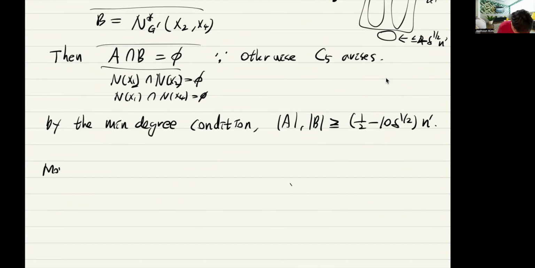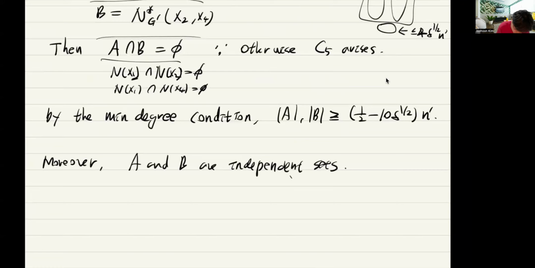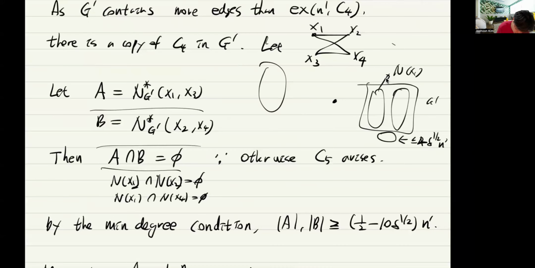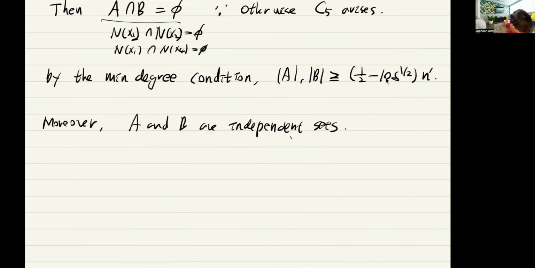Okay, and moreover, A and B are independent sets. Why? If we have A, which is the common neighbor of x1 and x3, then if there is an edge here, then what happens? You take this to obtain a C5. So A is independent, and similarly B is also independent.